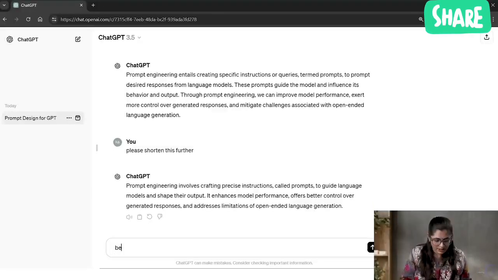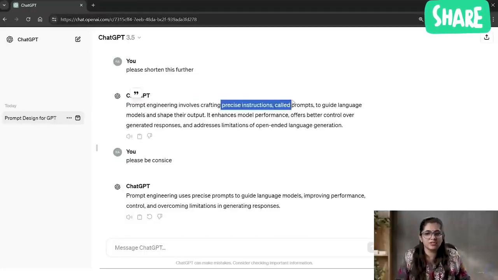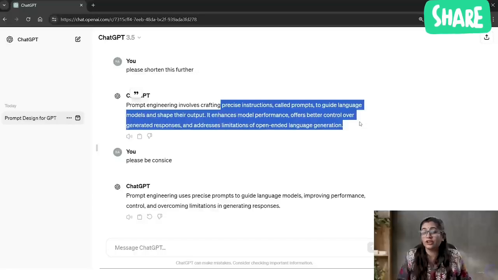Again, I say, please be concise. Now it gives me: prompt engineering uses precise prompts to guide language models, improving performance, control, and overcoming limitations in generating responses. However, the first one, when I asked, please shorten this further, it said: crafting precise instructions called prompts to guide language models and shape their output. It enhances model performance, offers better control over generated responses, and addresses limitations of open-ended language generation.